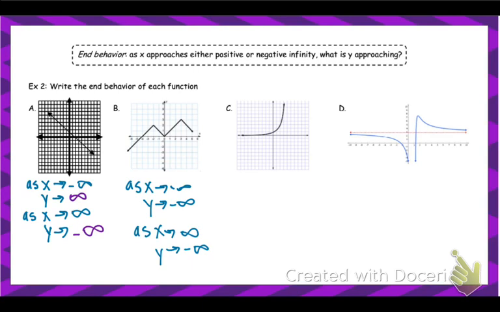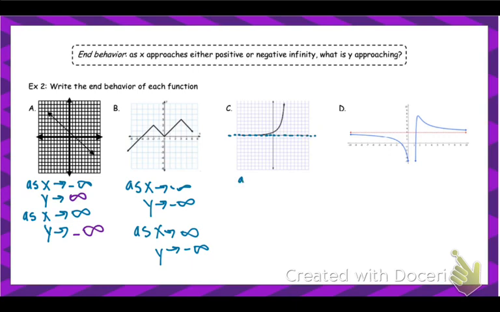Now, it's not always going to approach positive or negative infinity. A lot of the graphs we look at this year will, but it doesn't have to. So here's an example that you probably saw in Algebra 1. If you don't remember, this is an exponential function. This exponential function has this horizontal asymptote on it.